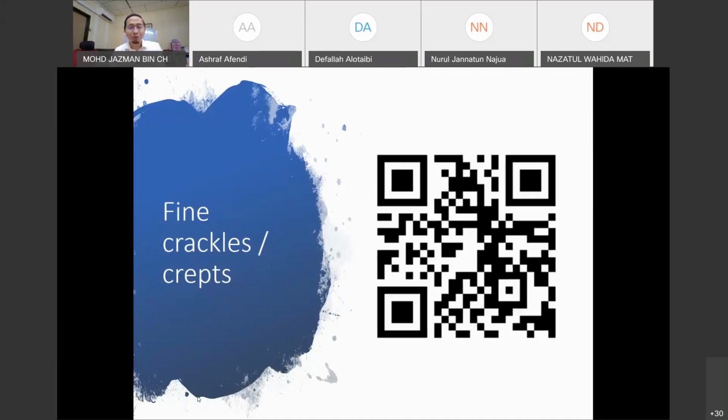This is an example of fine crackles. Please scan it now for you to listen. As you hear in this audio clip, the sound is gurgling as well, but it is softer and more high pitched. And if you notice, it occurs later in the expiratory phase, meaning a bit delayed.